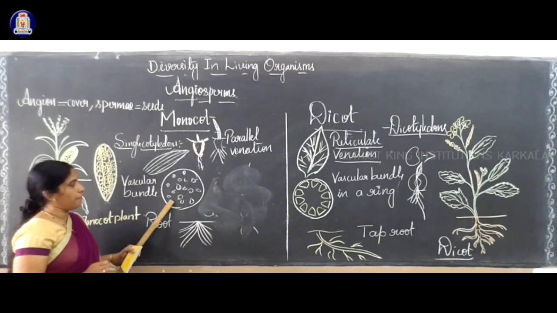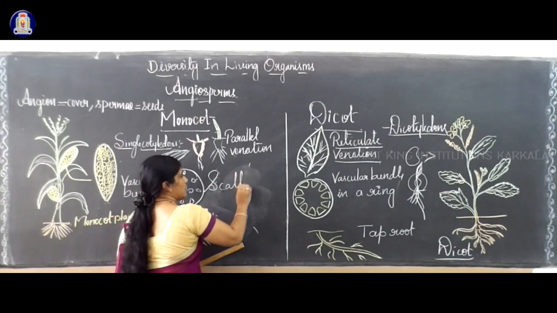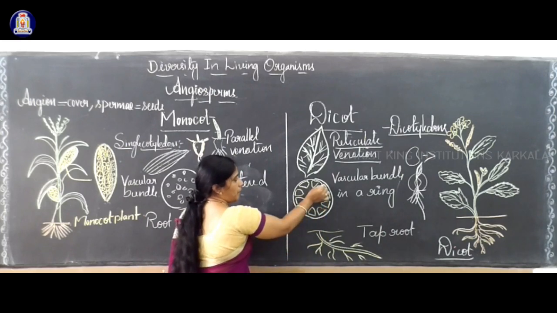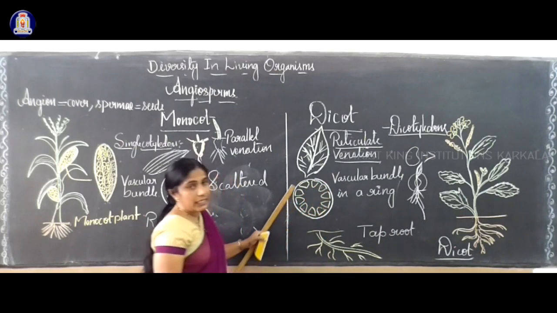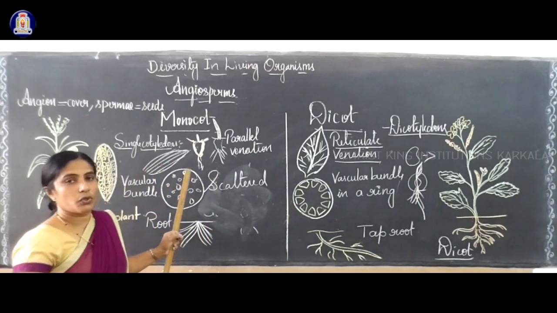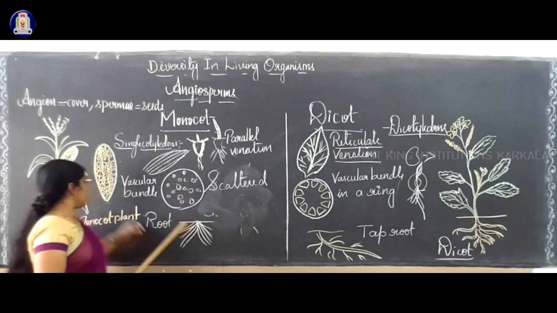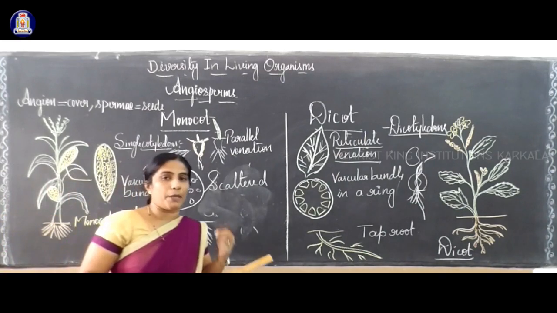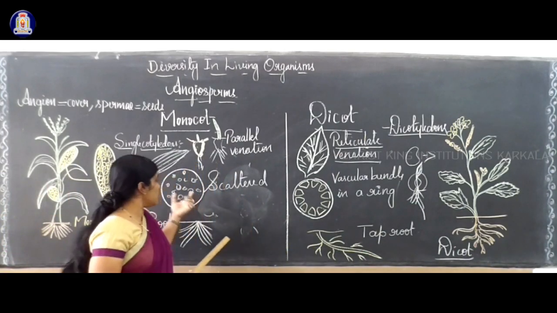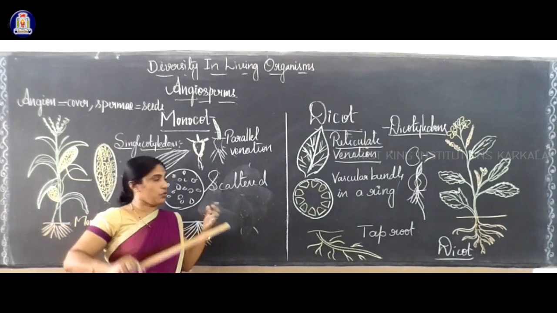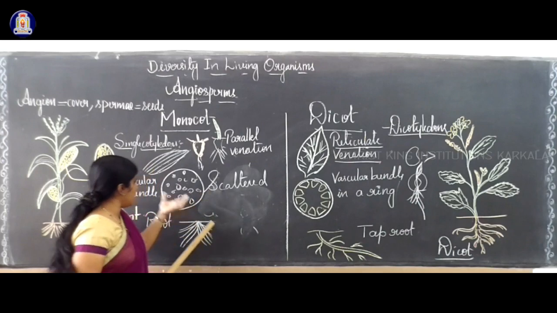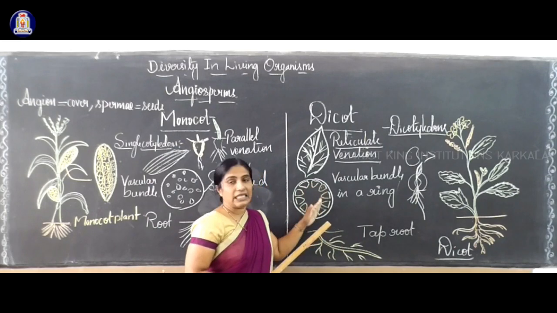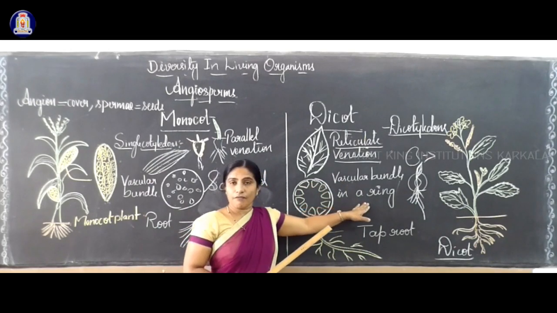Vascular bundle, xylem and phloem are scattered in monocot. Here, in dicot, it is in a ring. Xylem and phloem are both in a systematic ring-like structure. So if I explain, take a stem and a cross-section of the stem. We conduct this in our regular practical classes. Take a stem, take the cross-section, observe under the microscope. You can see the vascular bundles are scattered. Here xylem and phloem are systematically arranged, so that's why it is in the form of a ring.